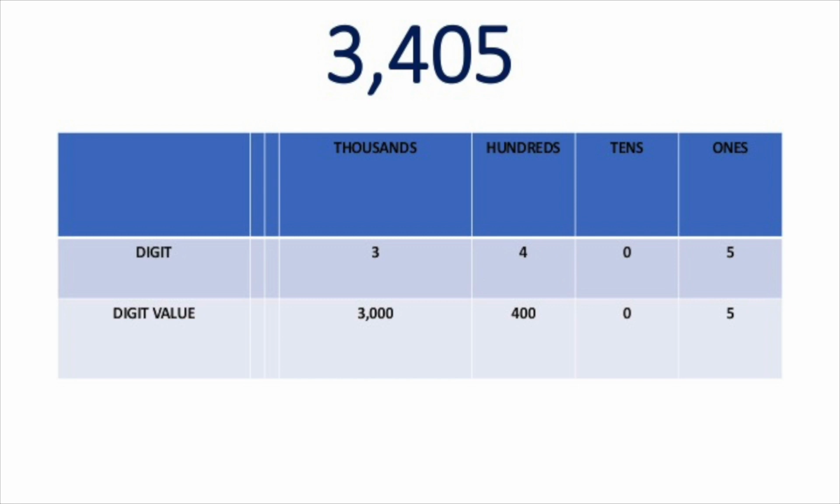So then we have our amounts: 3,000 plus 400 plus 5 equals 3,405. Excellent. You see how we can forget about the 0 because we only need to calculate the place values of the digits.